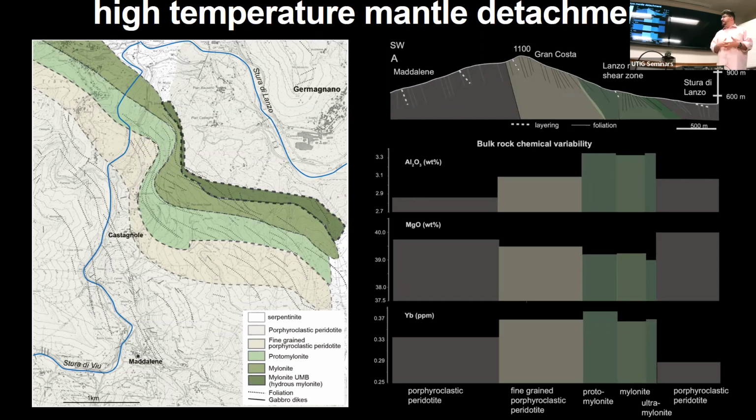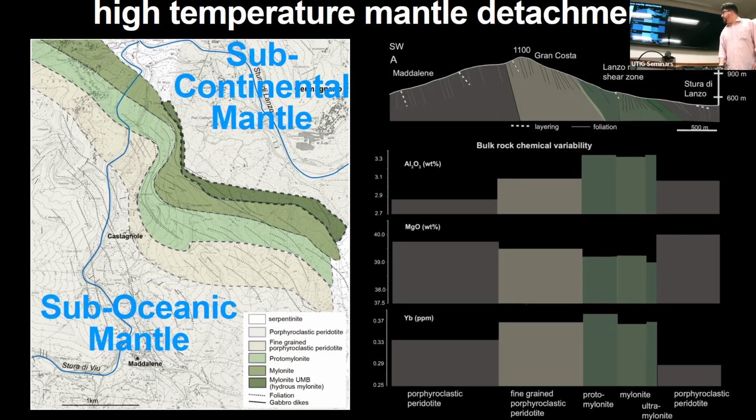Chemically, there's all kinds of evidence for melt refertilization in that shear zone, but also that the southern part of Lanzo, to the south of this detachment fault, what's essentially the footwall, is more melt infiltrated than the northern part, suggesting that these are parts of different tectonic regimes. And the normal interpretation of this is that the northern body is representing the subcontinental mantle, and the southern part of the body is representing the suboceanic mantle. So this is the ocean-continent transition at depth in the mantle. And it's marked by this high temperature detachment fault that is associated with melt infiltration.